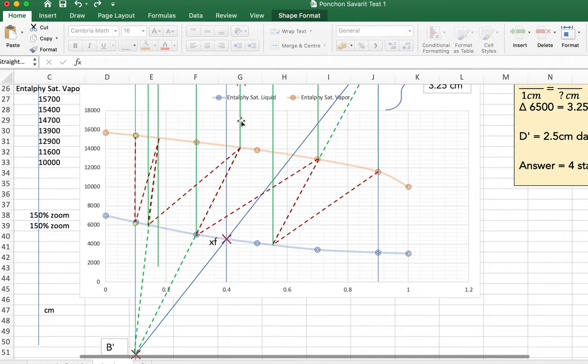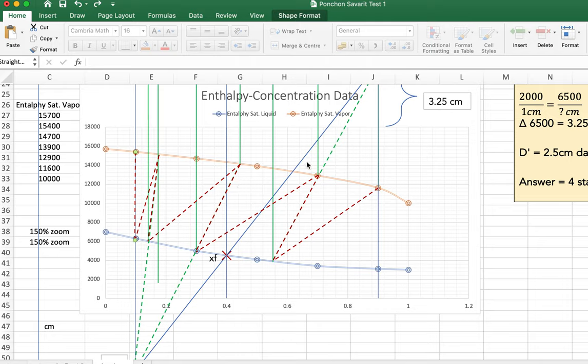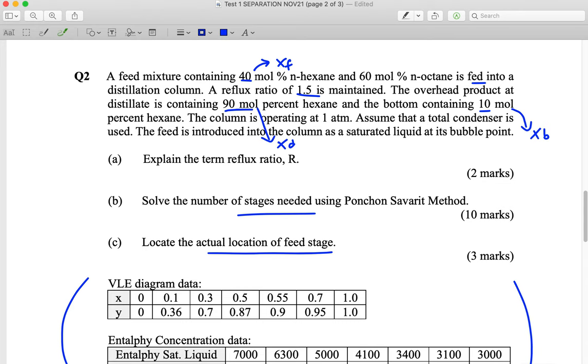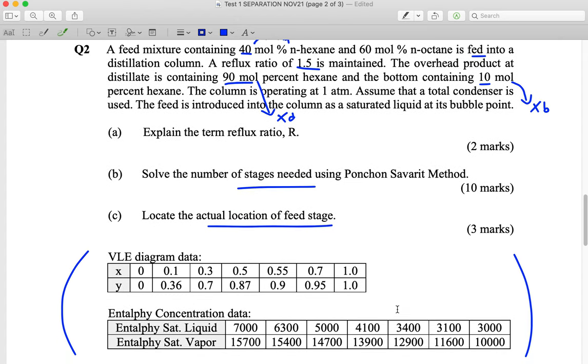And the second point is that stage number 2 is intersecting with the blue line. The blue line is for the feed line. Okay, that's all for the Ponchon Savarit method, to solve question number 2. Thank you.